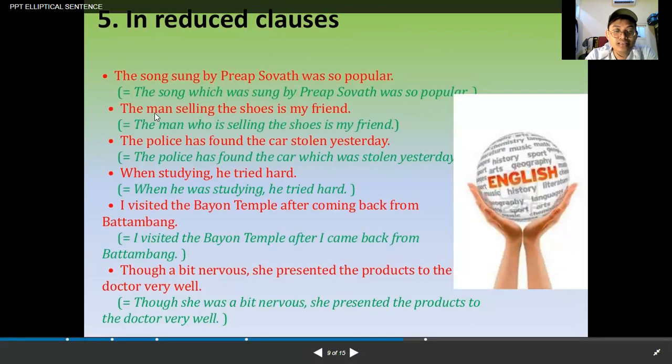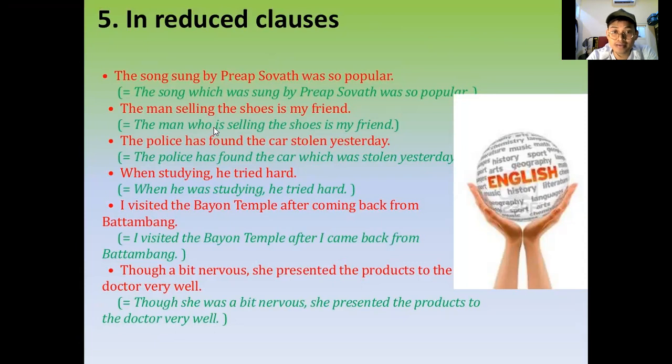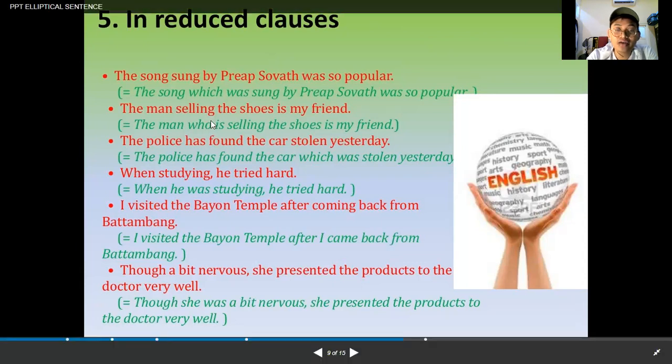So take a look at the second example as well. The man who is selling the shoes is my friend. So there is who is here. It's actually a reduced clause or phrase, right? Frasa. So you can actually omit these two words. So it's like a gerund only. The man selling the shoes is my friend. So it's okay in this case.